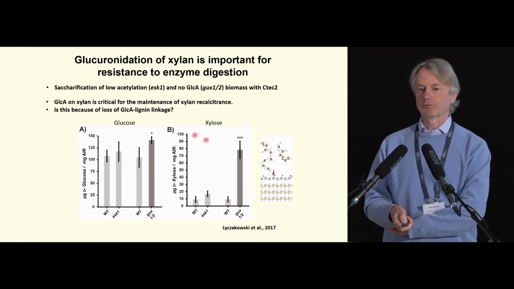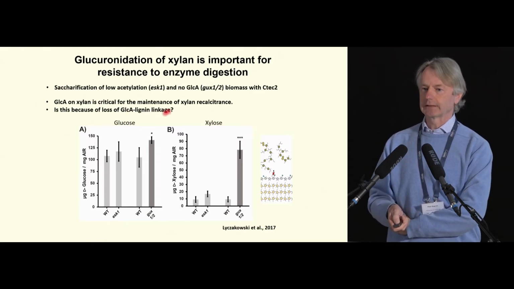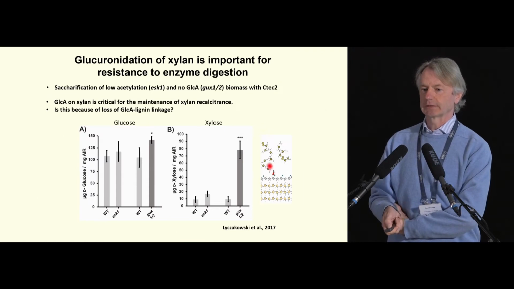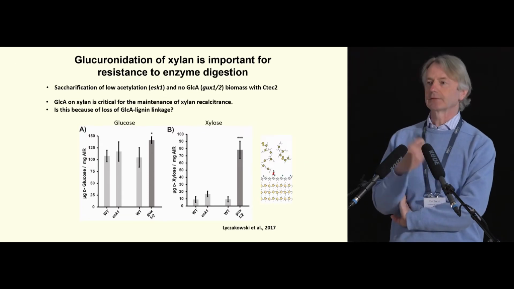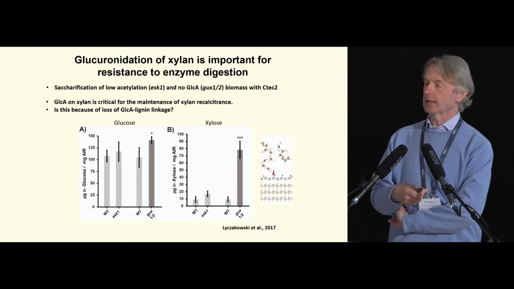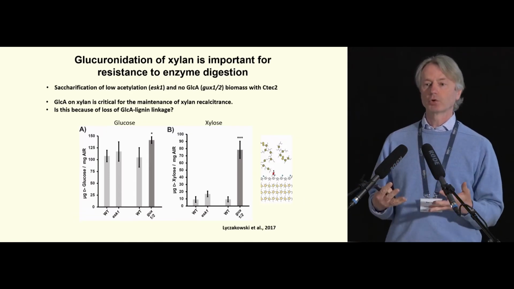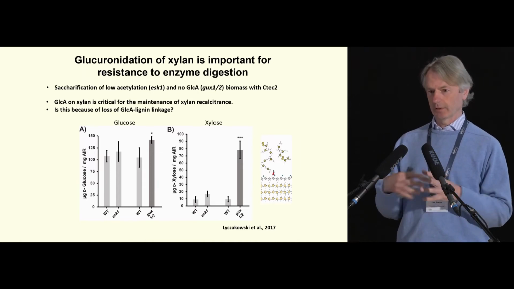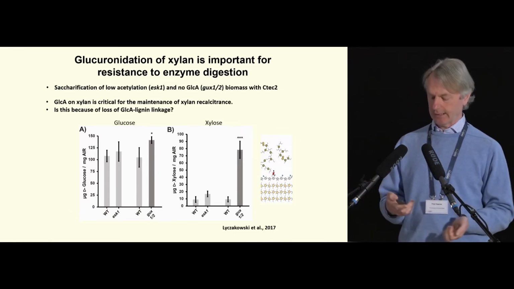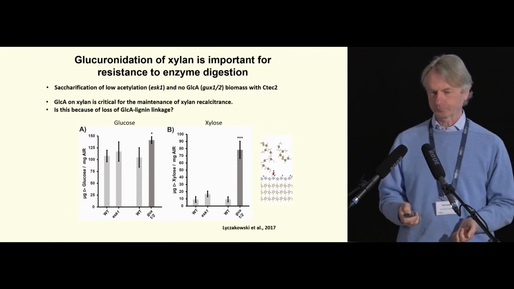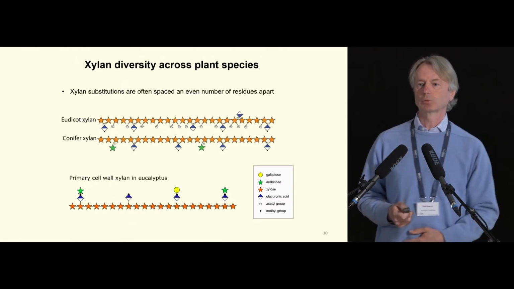Our current hypothesis is that this is because of a glucuronic acid-lignin linkage, which has been quite widely reported, in which the lignin esterifies to the carboxylic acid on the glucuronic acid. In these plants, there is no glucuronic acid, so the lignin is no longer tethered to the xylan. Further studies of these plants suggest that the wood is more porous. There are larger pores where there's water, and this maybe allows enzymatic access into the material. So xylan is important for interaction with lignin in the cell wall.